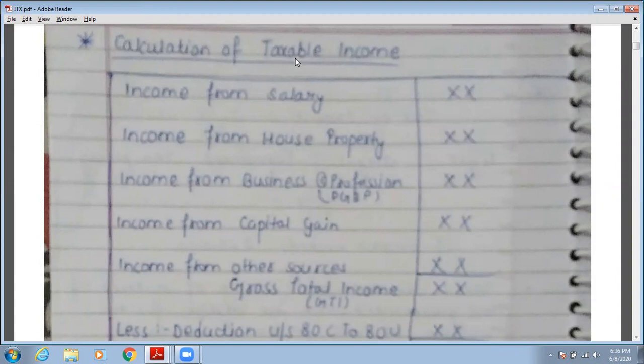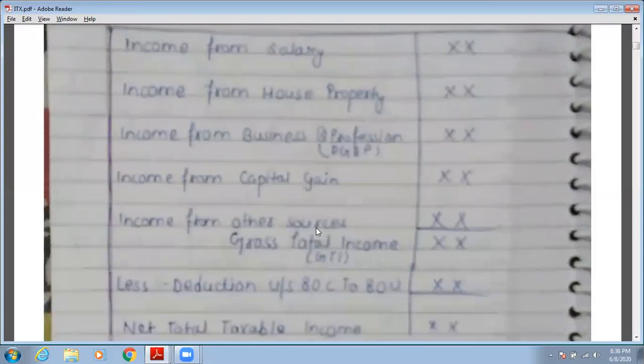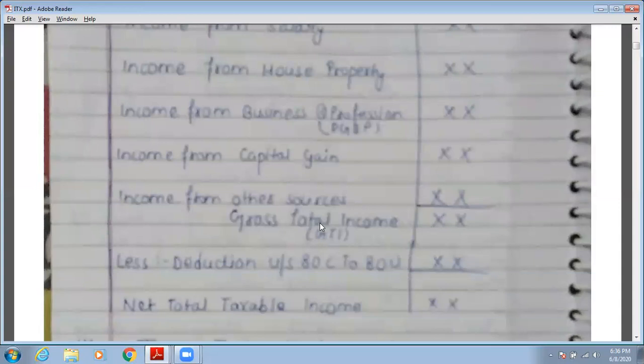When we calculate the taxable income, this format will be followed by us. First of all, we will calculate the income from salary head, which we have already discussed in very detail, that is how to calculate income from salary. Then you will calculate income from house property head. Then income from business or profession. Then income from capital gain. Then income from other sources. And you will do the total of all these incomes. Then the resultant amount will be your gross total income.